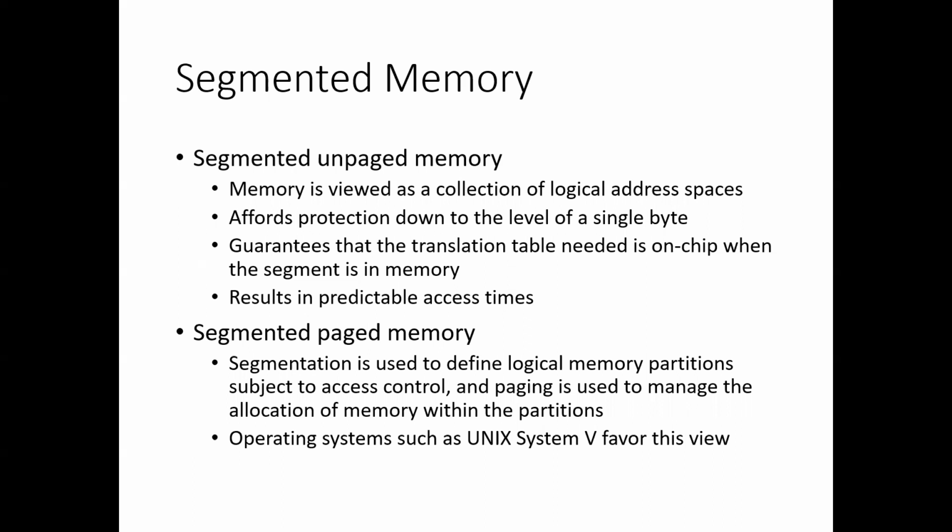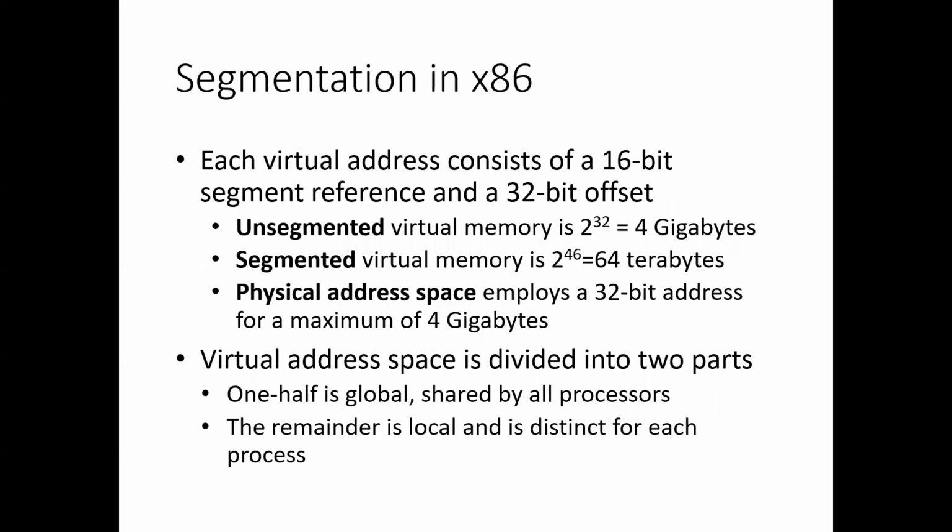In terms of segmentation on the x86, each virtual address consists of a 16-bit segment reference and a 32-bit offset. The unsegmented virtual memory is 4 gigabytes, segmented virtual memory is 64 terabytes, and the physical address space is 4 gigabytes. The virtual address space gets divided into 2 parts. One half is global, shared by all processes, and the remainder is local and distinct to each process.